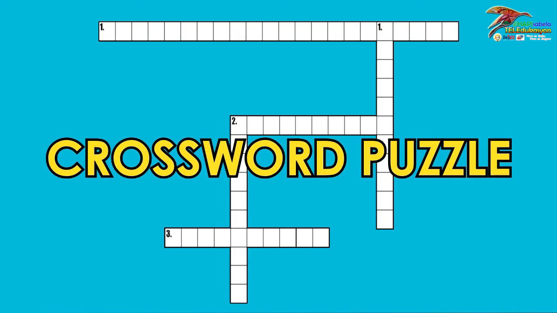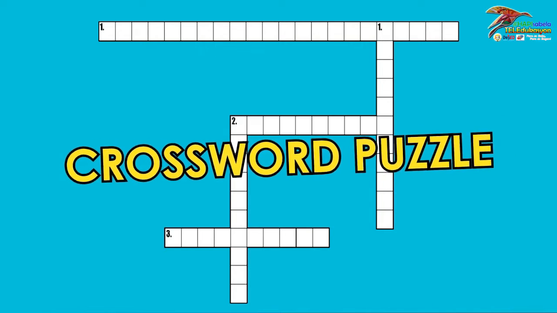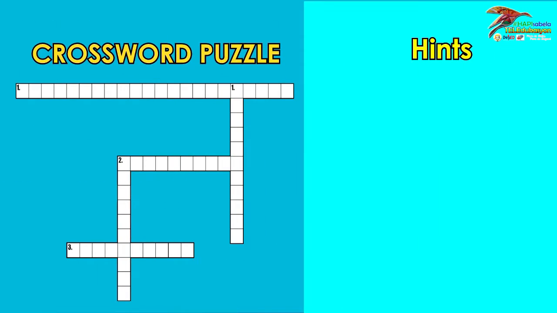Let's see if you truly understood our lesson. Let's have another activity to find out. I hope you like crossword puzzles because that is our activity today. Let's identify the different types of factual text by answering the crossword puzzle. Here are the hints.